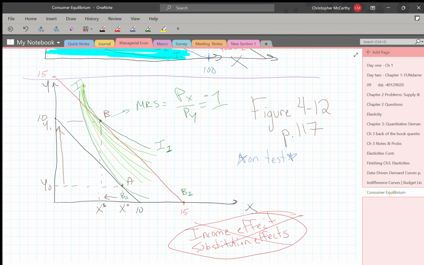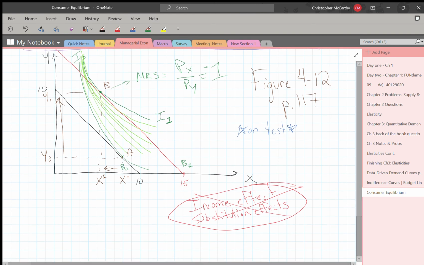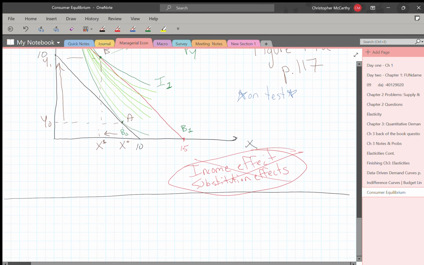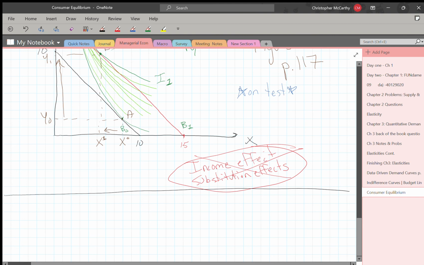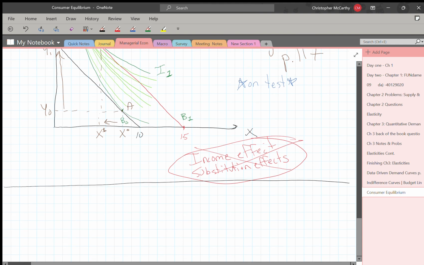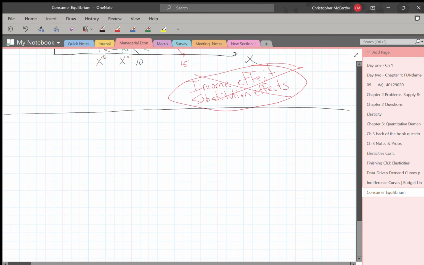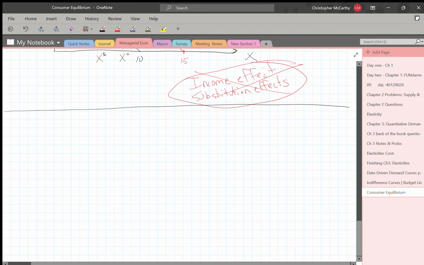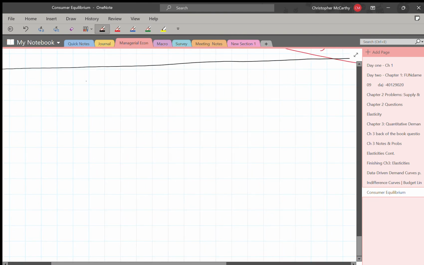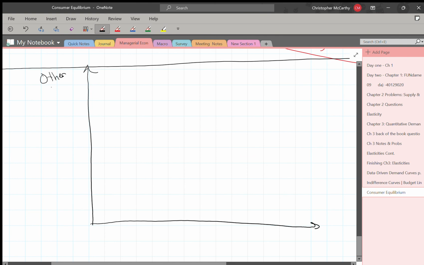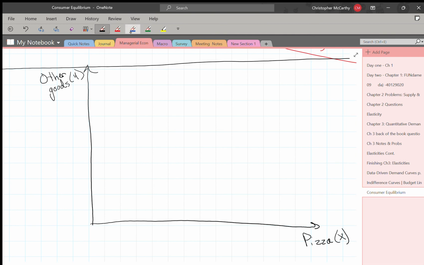And so last but not least, and we can continue this on Friday if you guys like, talking about how we model buy one, get one free sales. So we know from our quiz they're not the same thing as a 50% reduction, but how do we actually model them? So let's do that real quick in the next minute. If we have all of the other goods over here, and we have pizza right here, and there's a sale, buy one large pizza, get a large pizza free, then we start off with this budget line here.